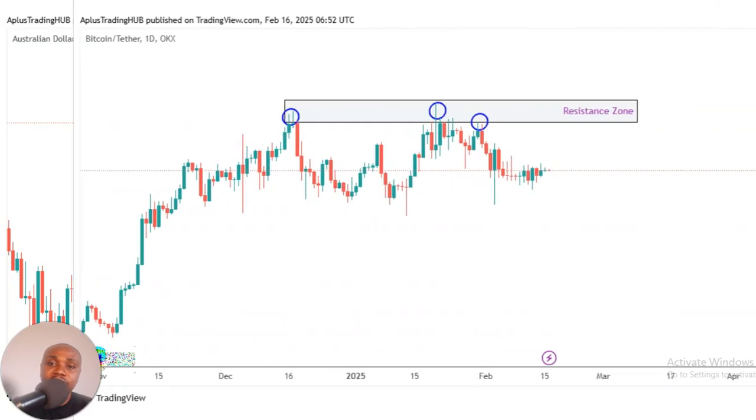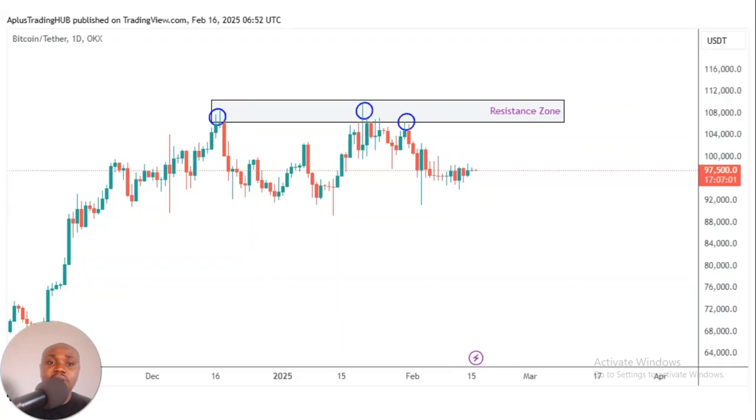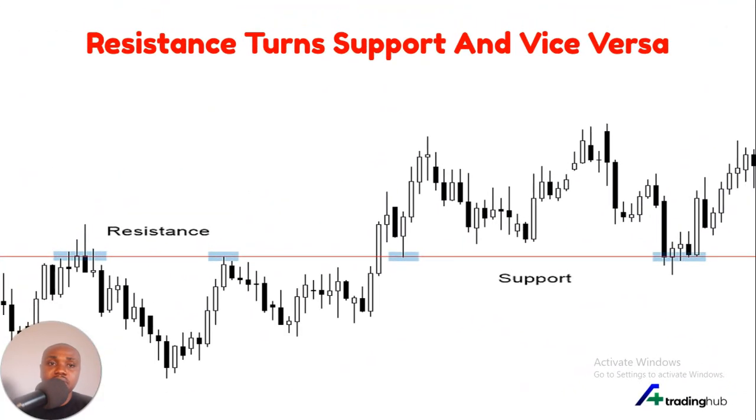Here's an example of a resistance zone. You can see on the screen that price rejected a certain level 3 good times. Forces of sellers came in and drive price lower. That means that particular zone or level is a resistance zone, and you can also see that it is above the current market price.